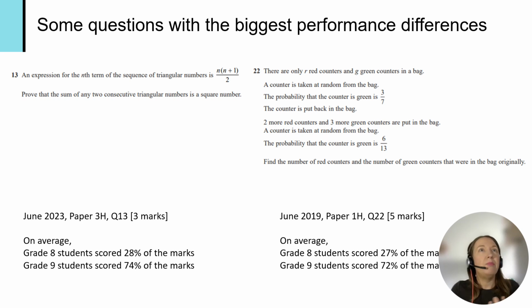So they're given a probability initially, and then they're told 2 more red counters and 3 more green counters are put into the bag. And they're given now an updated probability. And so they've got to be able to process that information about the change in an algebraic way, create some equations, and then solve. It's really quite challenging, and I'd encourage you to pause the video here and just have a go at that to get a feel for the challenge that's involved.